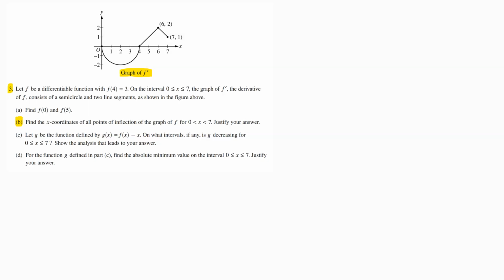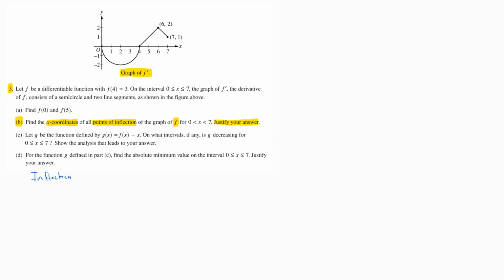They want us to find the x-coordinates of all points of inflection of the original graph, from 0 to 7, and then of course justify the answer. It's not enough just to tell them the answer. Well, let's talk about what it means first to be an inflection point.